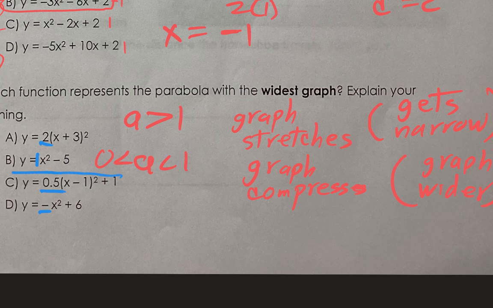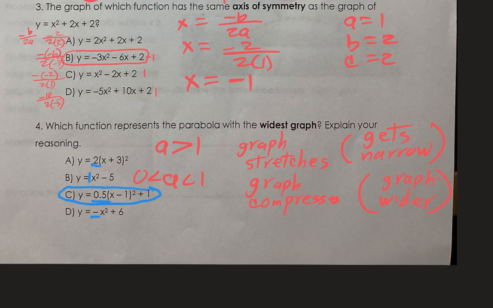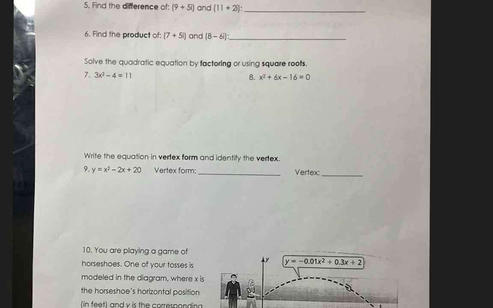So it doesn't really matter because all the other ones are stretches, so they get more narrow. The only one between 0 and 1 is at 0.5, and that's where we get wider. So that is the widest graph. To the next page.